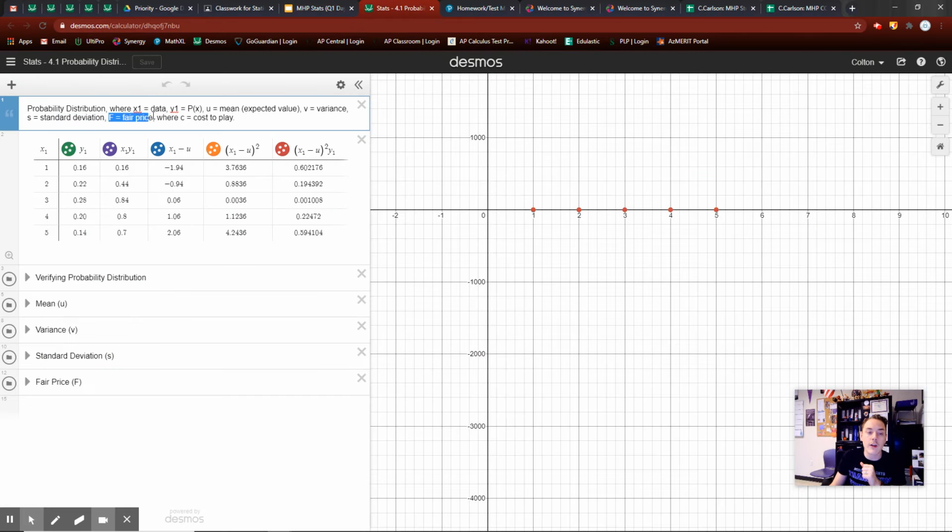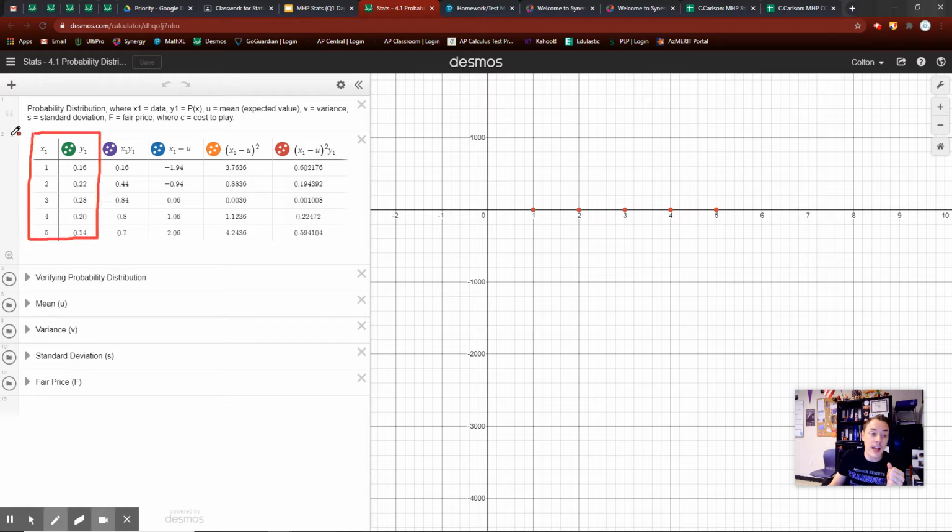And then F is what we call fair price. I'm going to show you what that means in the next example. And then C is also what we call cost of play. Now, I'm going to also show you that in the next example. The only other thing I need to tell you is that this expected value, it's the same thing as the mean. I'm going to show you that in the next example. So let's get started. What is going on if I know I'm only going to be using these two?